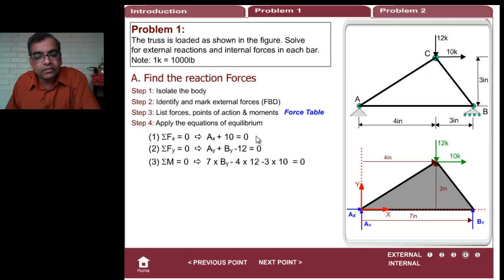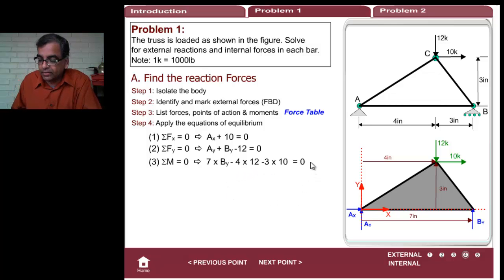I can solve it. Summation of all the forces in the x direction gives me 0, meaning Ax plus 10 equal to 0. Summation of all the forces in the y direction gives me Ay plus By minus 12 equal to 0. And then summation of moments around this point gives me By times 12, minus 12 times 4, and then 10 times 3. So you will see all those numbers, 12 times 3, that's right, 3 times 10.